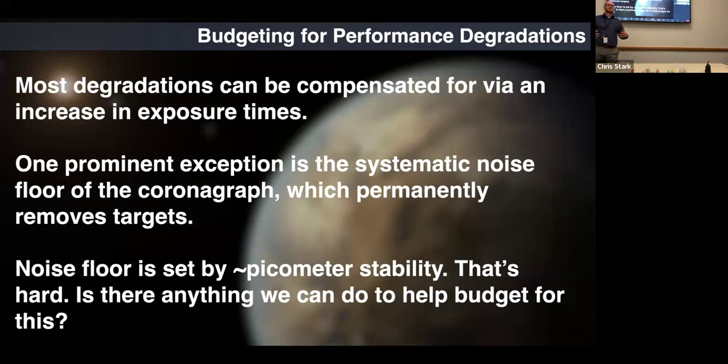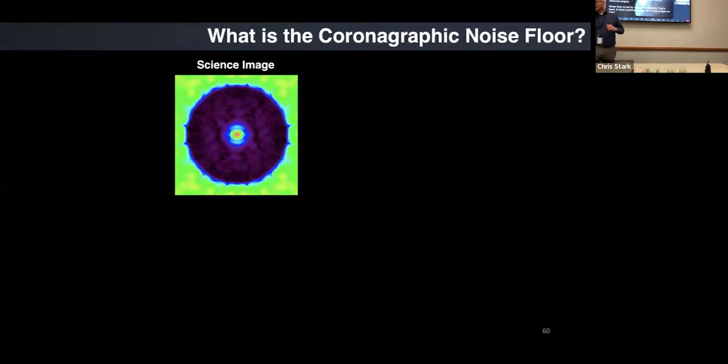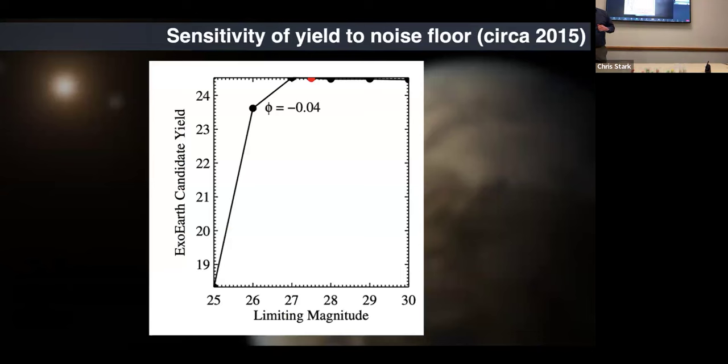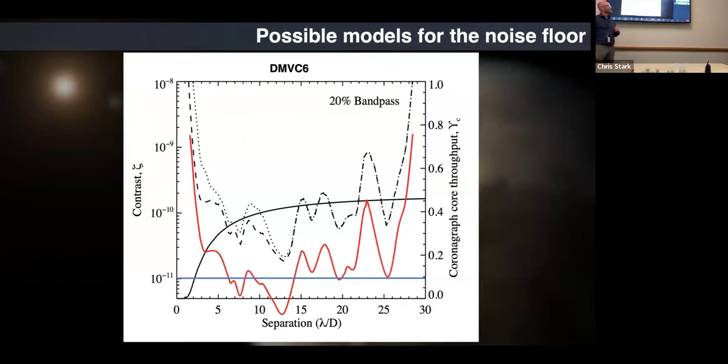You cannot observe exoEarth candidates around those stars. It's also set by the single hardest thing that we have to do, which is this idea of picometer stability. So it might be worth thinking about how we budget for degradation of that parameter and ensure we don't end up backing ourselves into a corner. I don't think I have time to talk about how a coronagraphist defines what the noise floor is, so I'll just talk about modeling it.